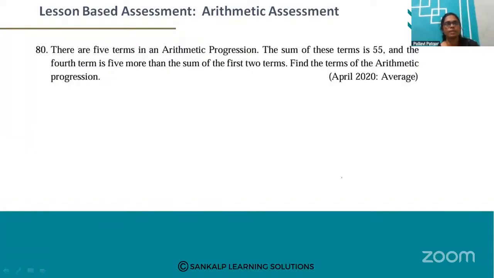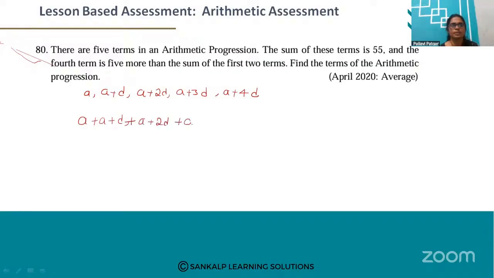So here the 5 terms of the AP are A, A plus D, A plus 2D, A plus 3D, and A plus 4D. Okay, 5 terms. So their sum is 55. Here A is the first term and D is the common difference.